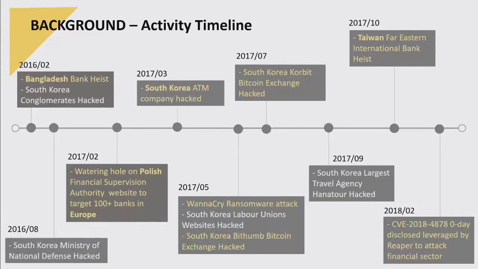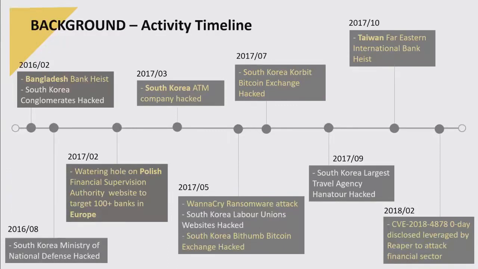These two incidents are both attributed to the Bunorov group. Also, last year in October, a bank in Taiwan was compromised, and the SWIFT network was compromised too. This incident was attributed to Lazarus. The latter incident was revealed this year in February.